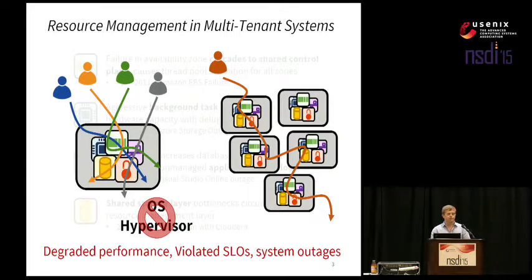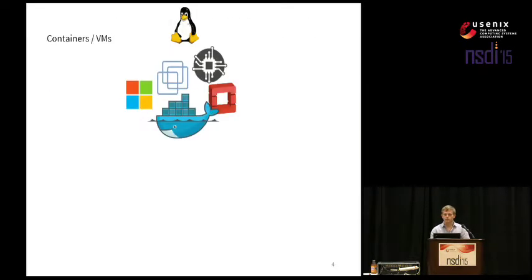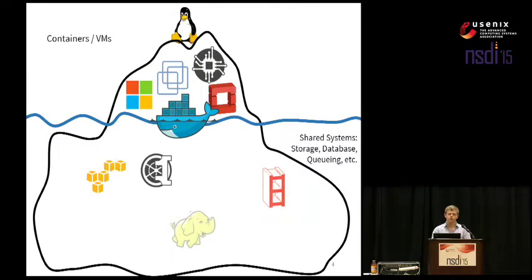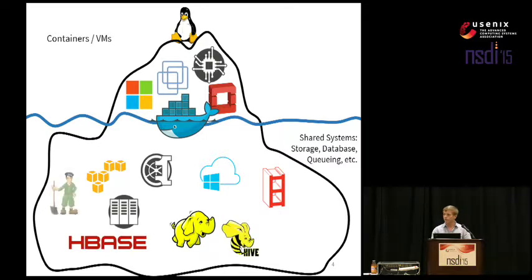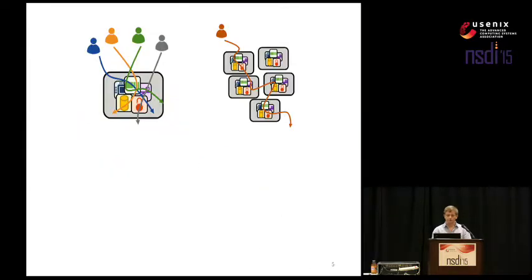When we think of shared systems today, many of us think of containers and virtual machines as providing a sufficient level of resource isolation. But in many cases, underlying these, we do have a wide variety of shared systems providing common services like storage, databases, queuing, and coordination. And these systems are vulnerable if their resources aren't carefully managed. So given this resource management mismatch for shared systems, we introduce Retro.